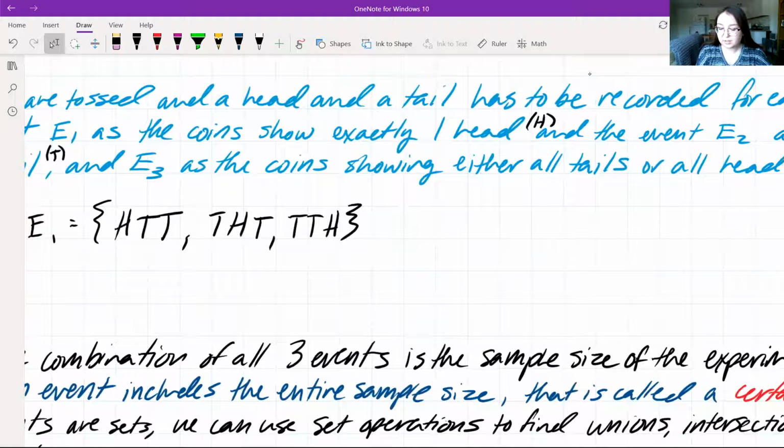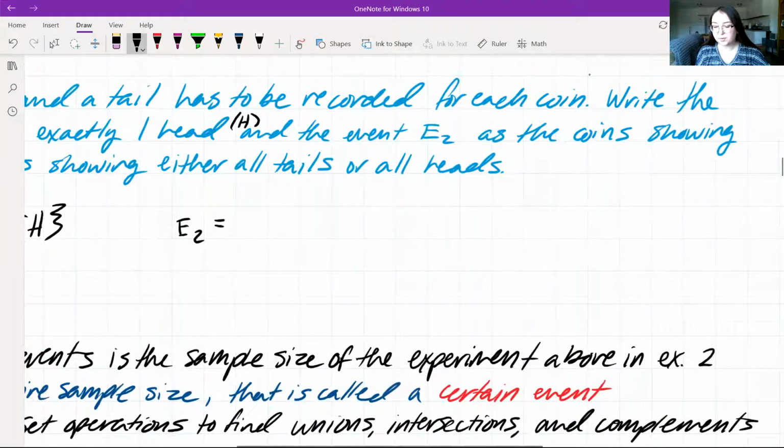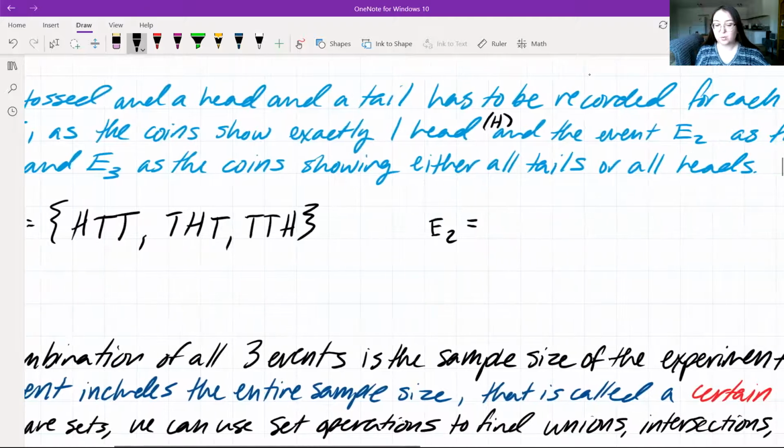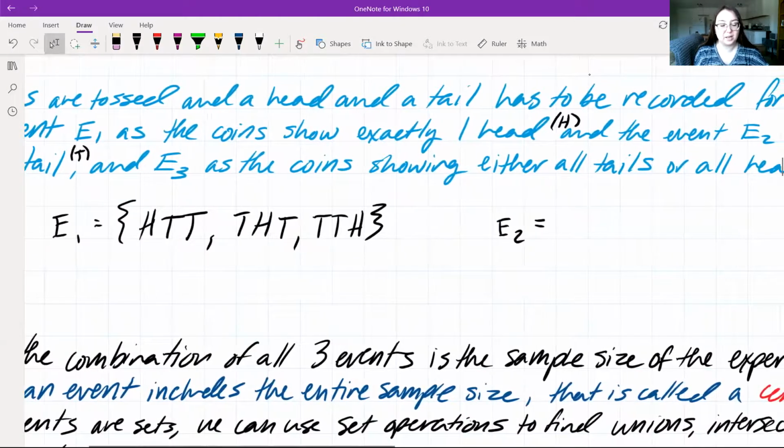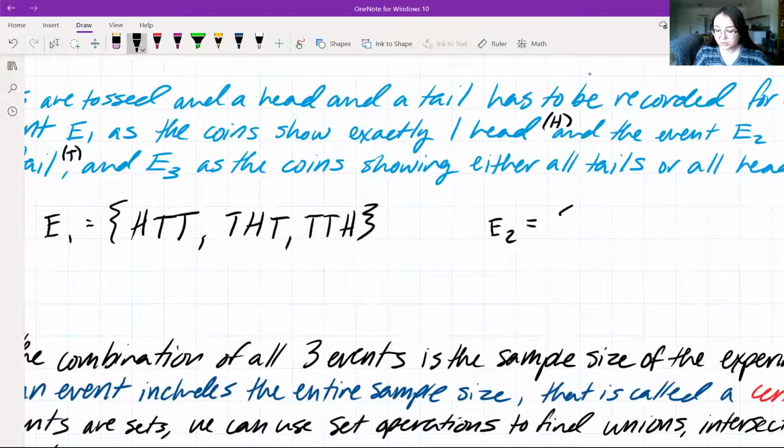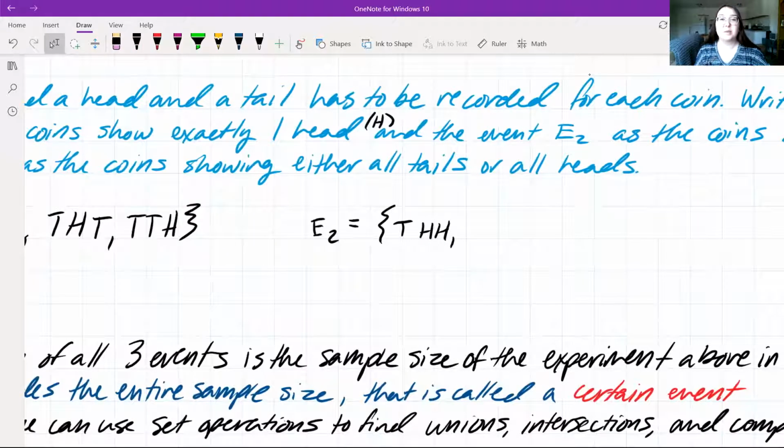So now let's do event 2. For event 2, we want to show that we're flipping one tail. So it's essentially the same thing, except now we have one tail instead of one head. So for E2, we can do the same thing. Let's say that we flip that tail first. So we have T, then we'll have 2 heads after that. Then let's say we flip the tail second, so we get a head, a tail, and a head. And then we could say that we flip the tail last. So we get heads, heads, tail.